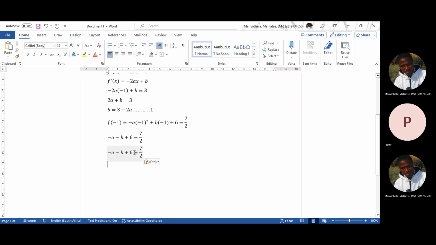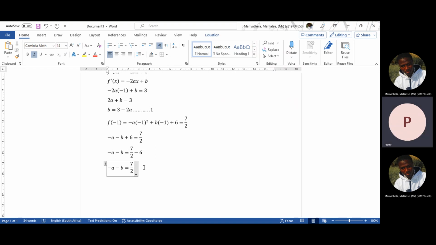I subtract 6 on both sides. What I do on the left hand side, I also do on the right hand side. So this 6 will cancel 6. So again, minus a minus b equals 7/2 minus 6. On your calculator, 7/2 minus 6 gives me -5/2.